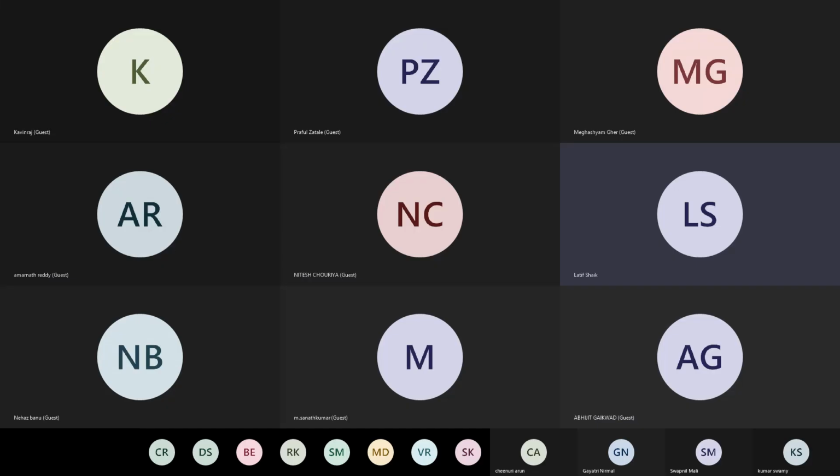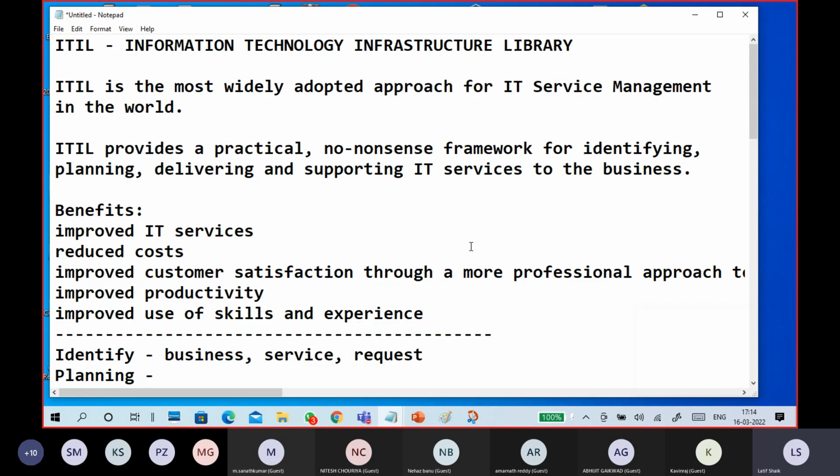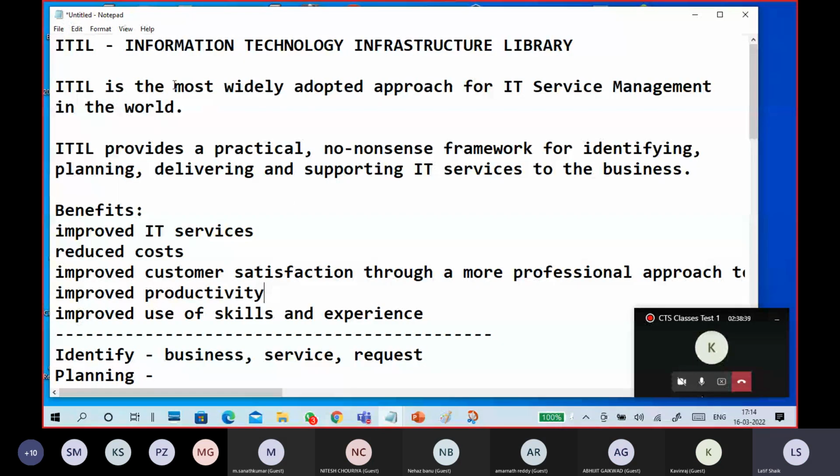I will tell. So try to remember the thing. Okay. So first one is, whenever the question comes, what is ITIL?